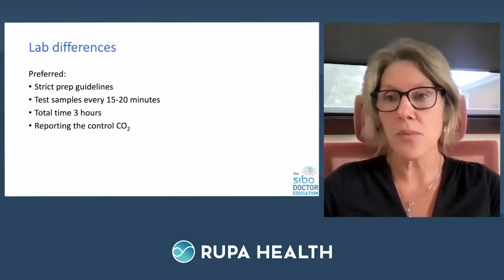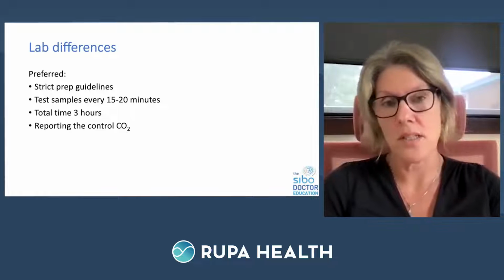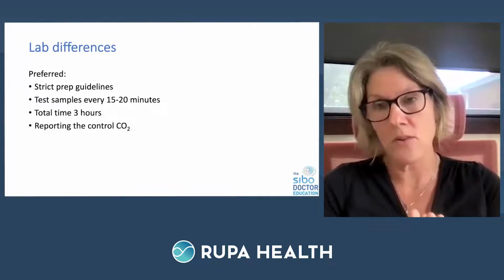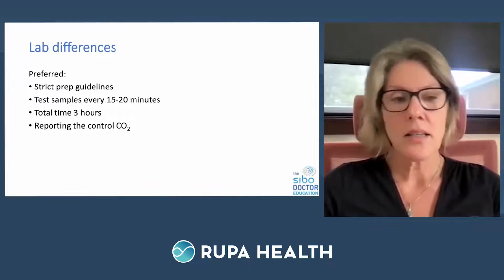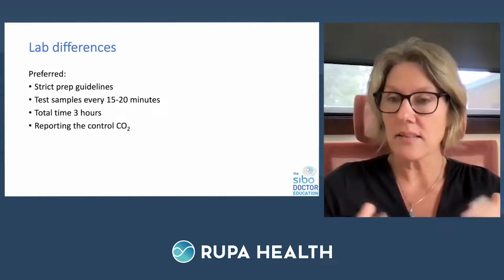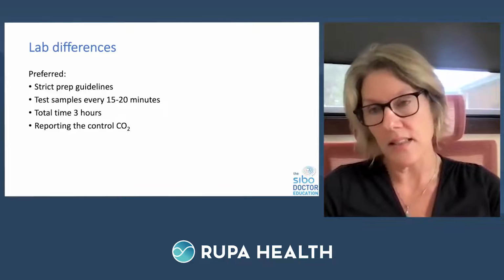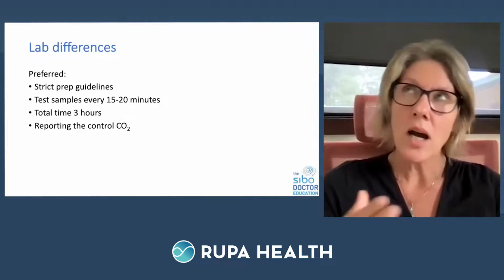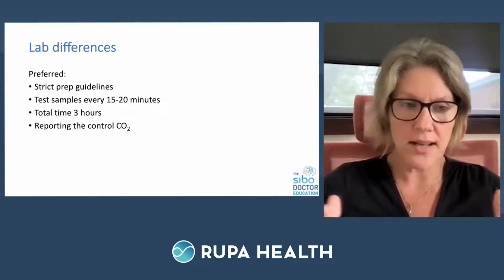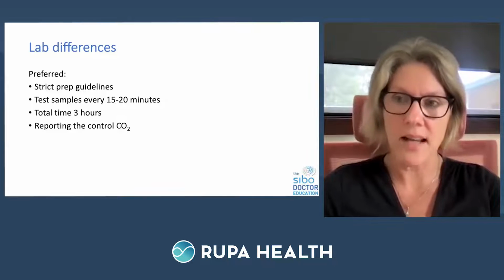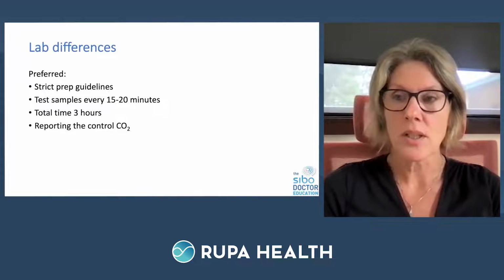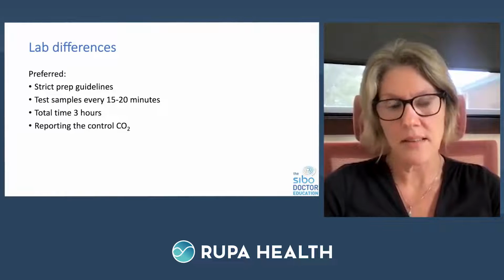Because typically what we think, not what we think, but what we know at this point, is that the first 90 to 100 minutes of a breath test is reading the small intestine. And then anything after that, 100 to 120 minutes, is sort of the transition zone from small to large intestine. And then after that is really large intestinal. You're picking up the gases from the large intestine.